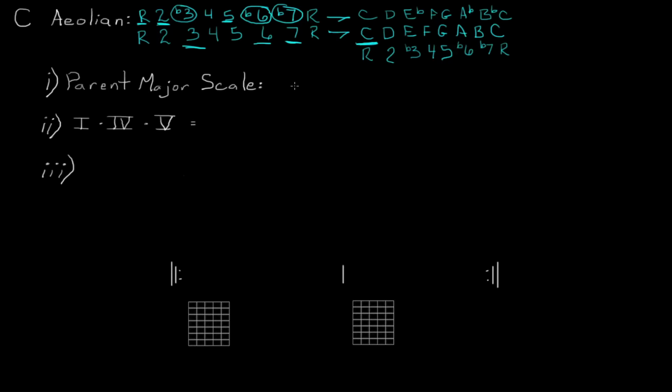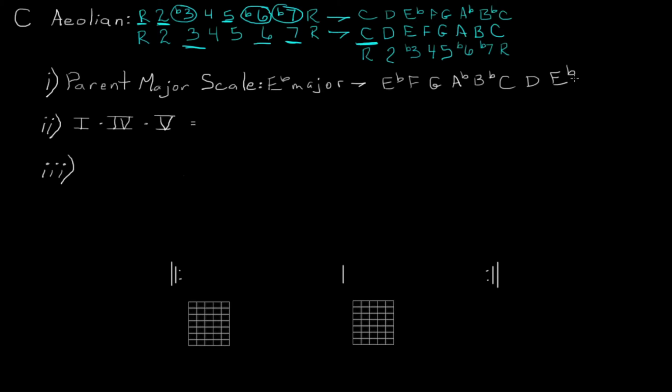So that's it. Let's talk about building the modal chord progression. Step number 1 is to determine what the parent major scale is. The parent major scale for C Aeolian is E flat major. And the notes are E flat, F, G, A flat, B flat, C, D, and E flat.